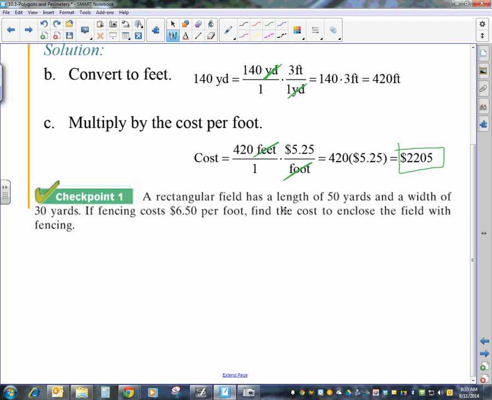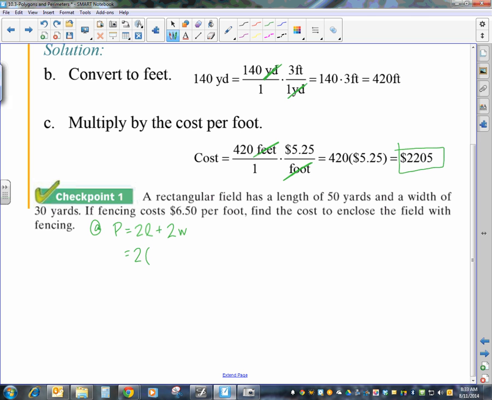All right, let's go do one. We have a rectangular field that has a length of 50 yards and a width of 30. Again, pause if you want to try it on your own. So the first thing that we needed to do was to find the perimeter, which was 2 times the length plus 2 times the width.